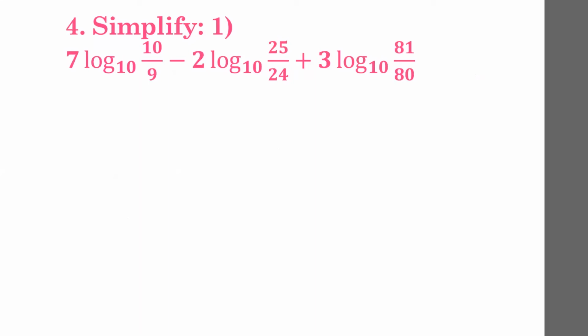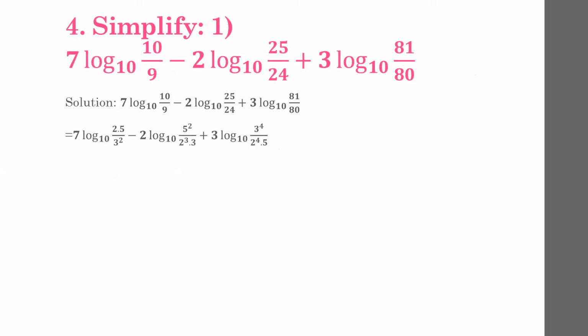Our next math is number 4. We have to simplify 7 log 10 base 10 by 9 minus 2 log 10 base 25 by 24 plus 3 log 10 base 81 by 80. In the simplification math, we have to write the whole thing. So we have written the given line.